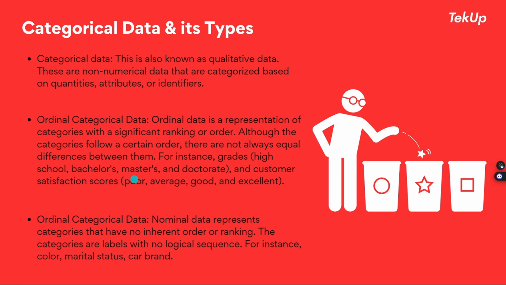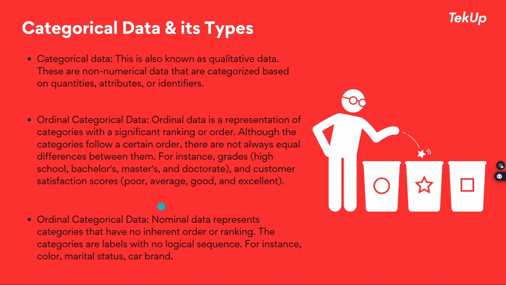Now, a customer that rates a product poor could give 1 star. A customer that rates a product average could give 2 or 3 stars. A customer that rates a product good could give 4 stars. And a customer that rates a product excellent gives 5 stars. So this is what ordinal categorical data is talking about. There's always that hierarchy. There's always that order.